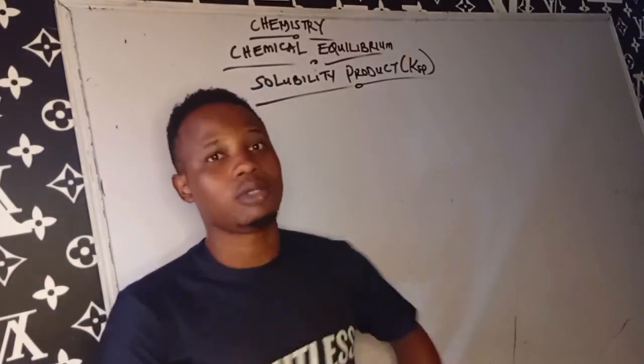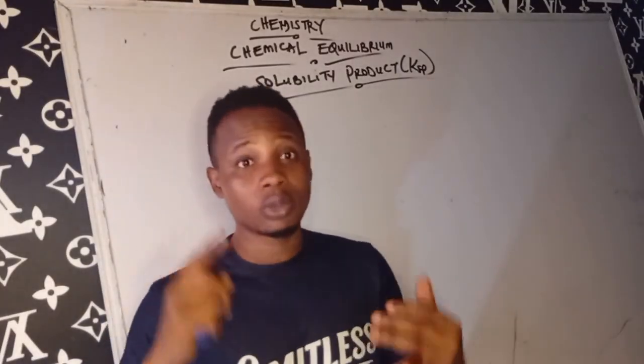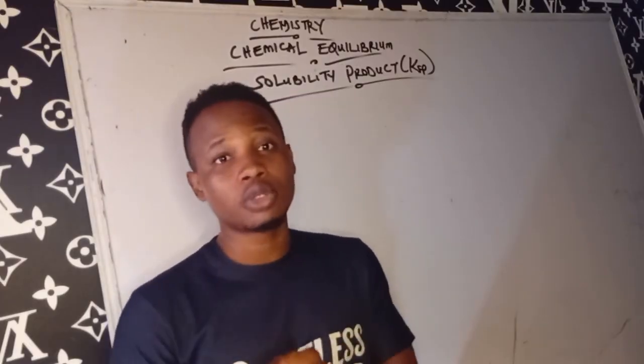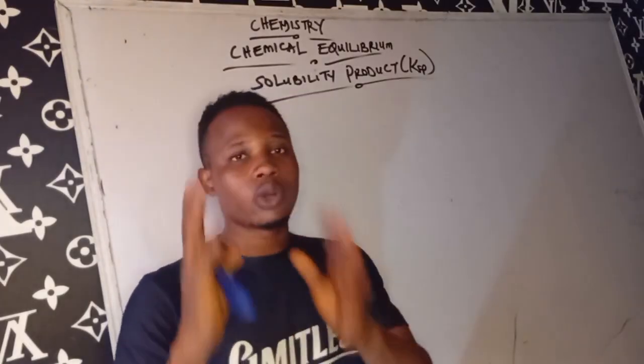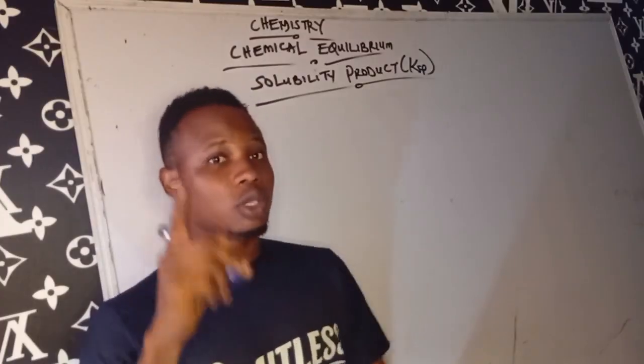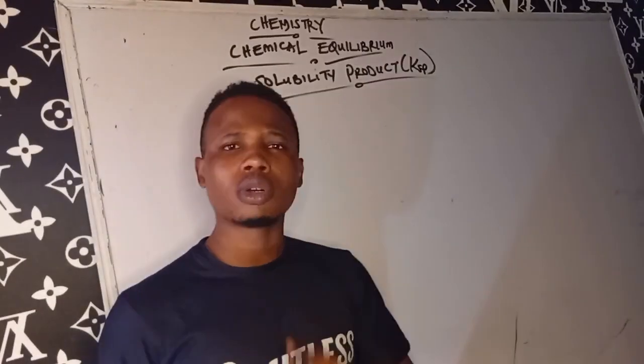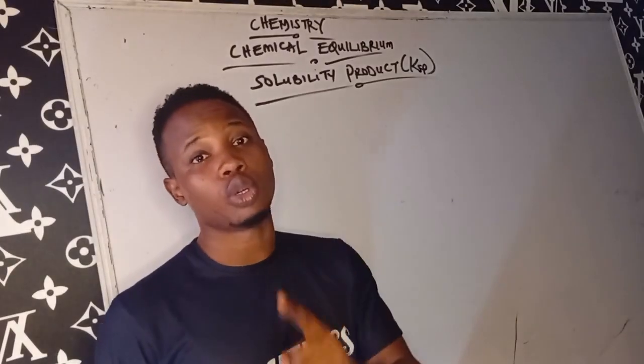But that's that. There are three things that can affect the position of equilibrium: the temperature, the concentration, and the pressure. But we are not all about that today. Maybe in the next video, please keep an eye on that. Now for today, we are going to the solubility product. How do we come about the solubility product?